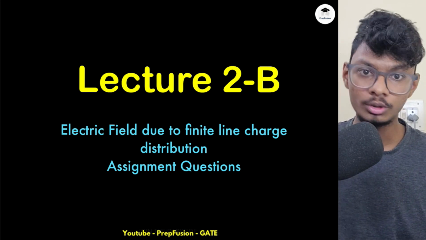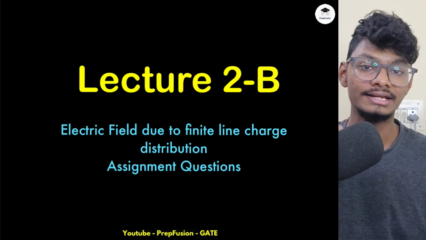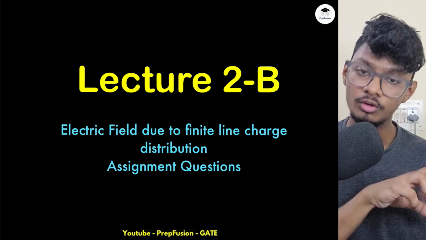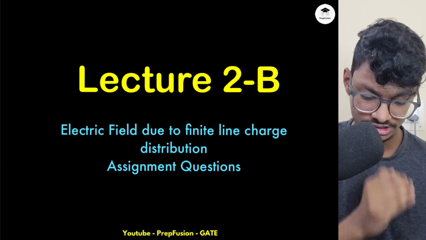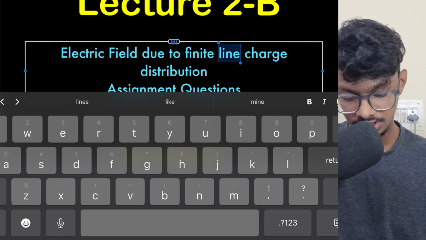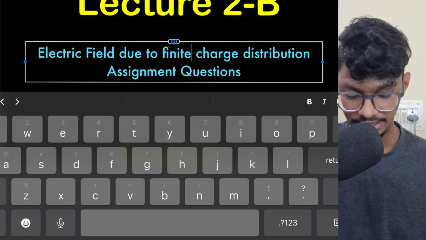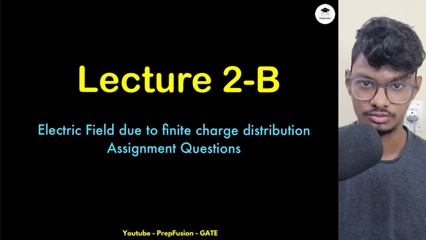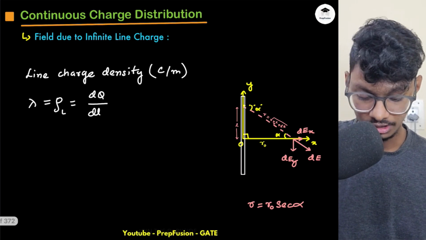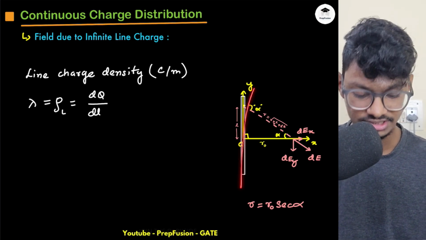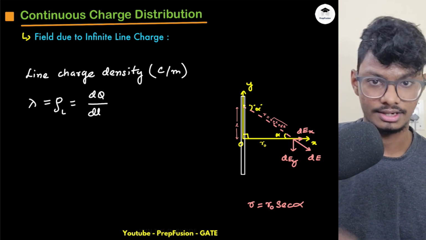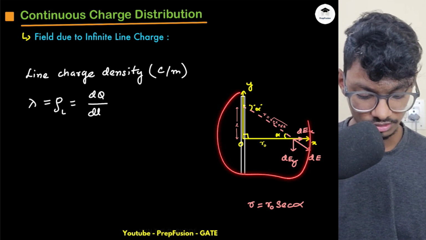So we have studied electric field intensity and electric field due to finite line charge. Today we'll continue with that. We'll study electric field due to finite charge distributions, like line, surface and volume charge distributions, and we'll also do a few questions on that. So let's start with the line charge density. We learned about ring charge and the arc of a ring. Now we'll learn about the finite line charge.